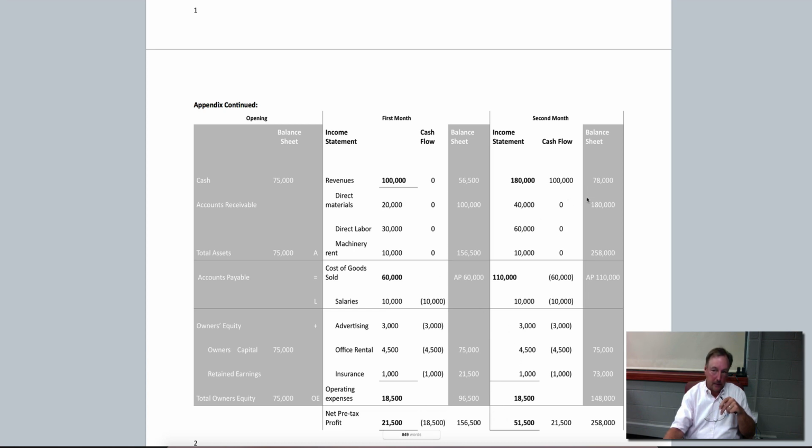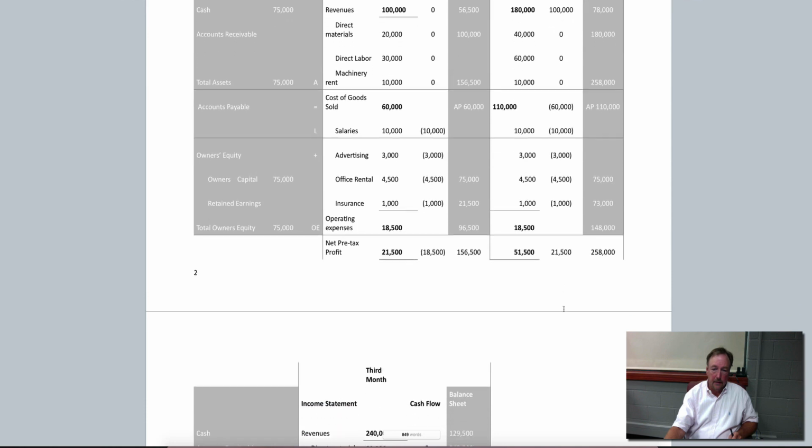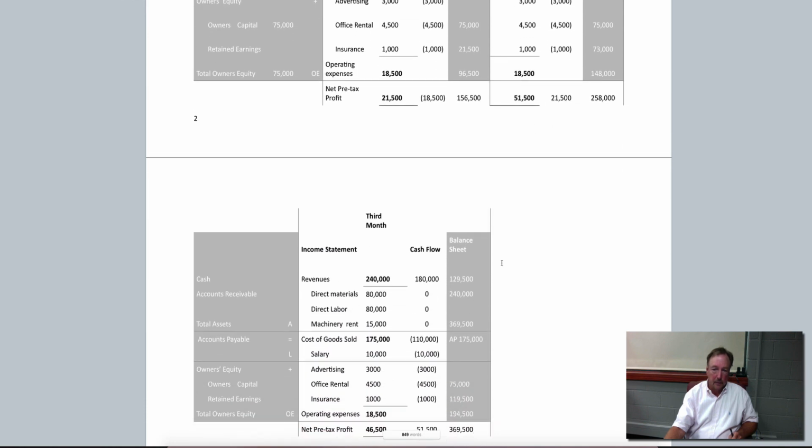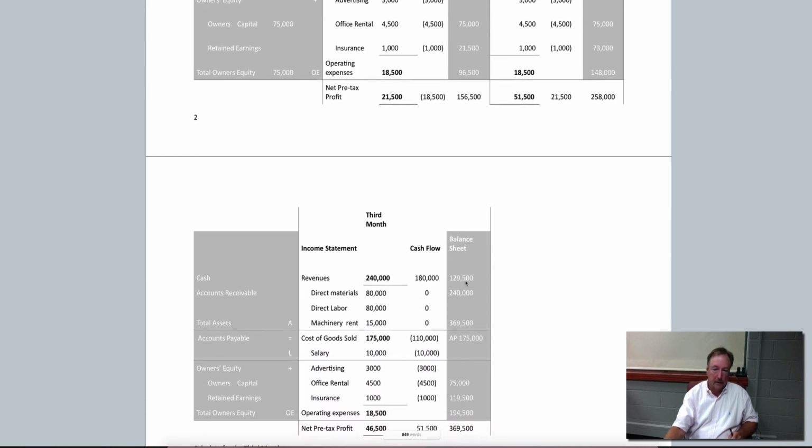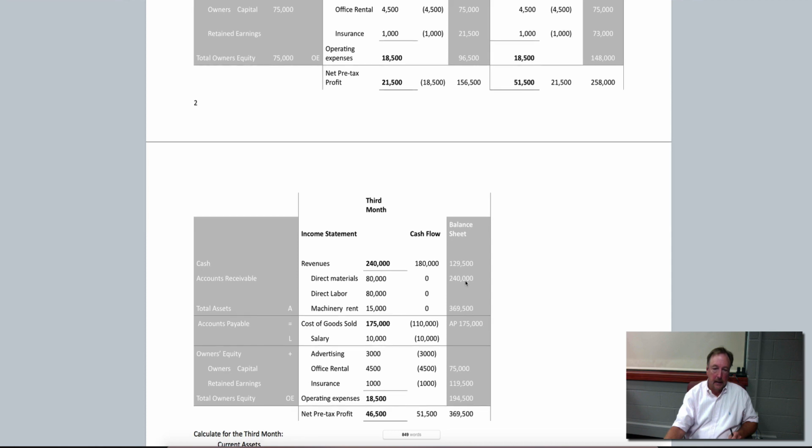By the end of the second month, you should have $78,000 worth of cash. By the end of the third month, you're back up to $129,500 worth of cash. And a cumulative profit, by the way, of $119,000 for the first quarter.